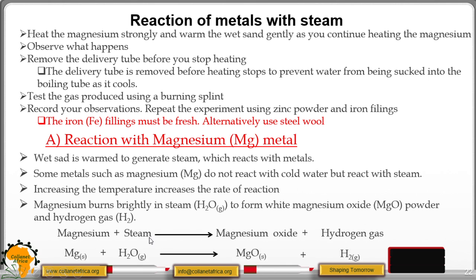Magnesium plus steam gives us magnesium oxide plus hydrogen gas, and that is the word equation. Then this is the chemical equation. As I said earlier, magnesium is solid at room temperature because it's a metal. In this reaction we are using steam, and steam is water in gaseous form, and that's why you have a g for the state symbol. Then we have magnesium oxide, which is solid at room temperature. Then we have hydrogen, which is a gas at room temperature, so you use a state symbol of g.